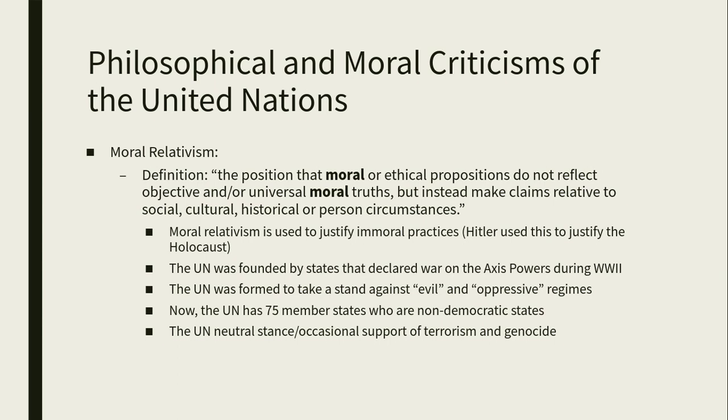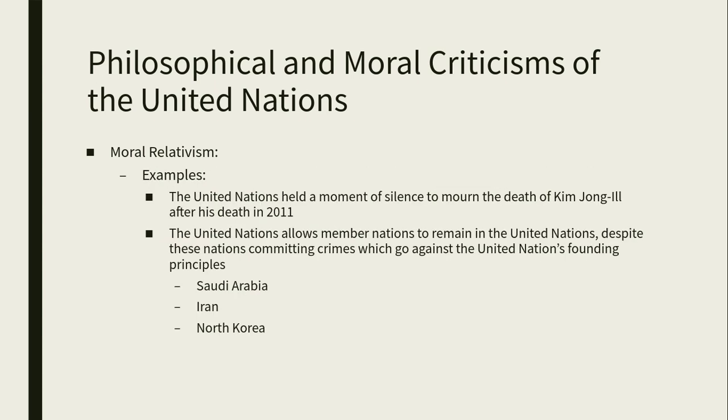However, today, if we look at the United Nations, there are 75 member states who are non-democratic. And the UN oftentimes has a neutral stance or occasional support of terrorism and genocide. So this argument of moral relativism is quite powerful. Some other examples of this.